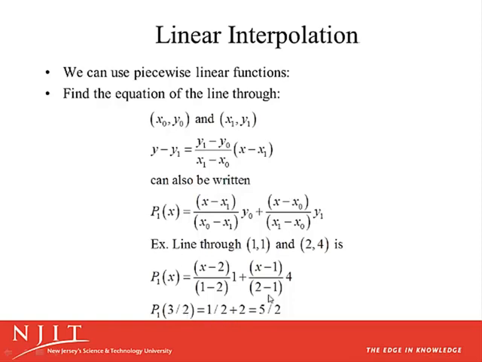If we used this line to approximate the function value at 3/2, we just plug in x equals 3/2, and we'd get (minus 1/2) over (minus 1) times 1, which is a half, and (1/2) divided by 1 times 4, which is 2, and we'd get 5/2.